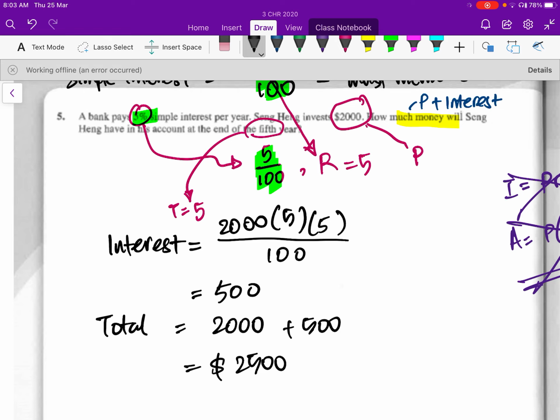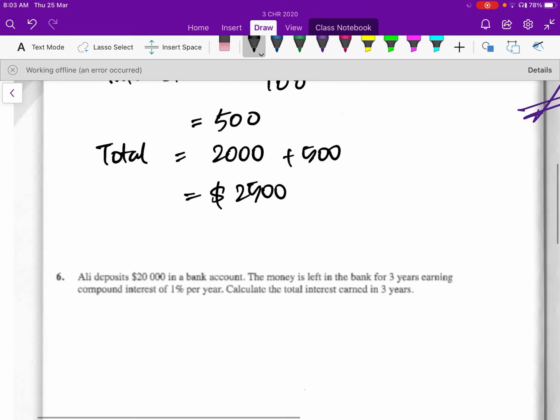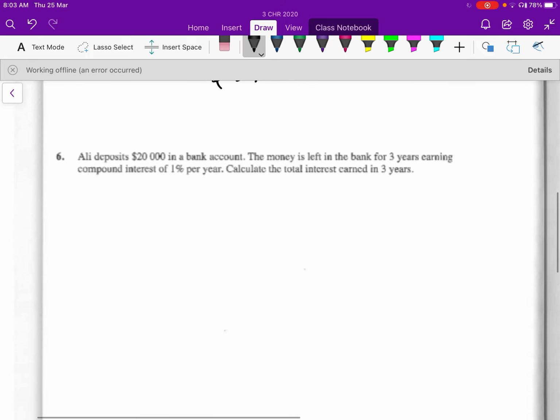Okay not? Not you lah. You got okay not? Why you look so stoned? Haven't opened the book. Okay, next question.